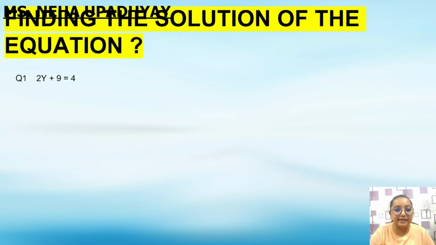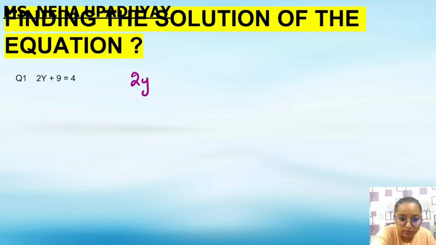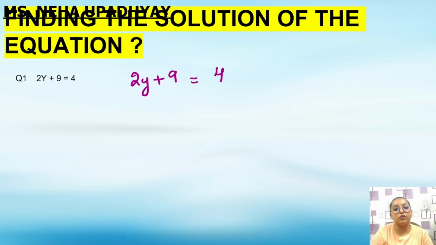So the question says we have to find the solution of the equation. So what is in LHS? It is 2y plus 9. And what is in RHS? We have 4. Now what we will do, I taught you a term, transposing. Okay.